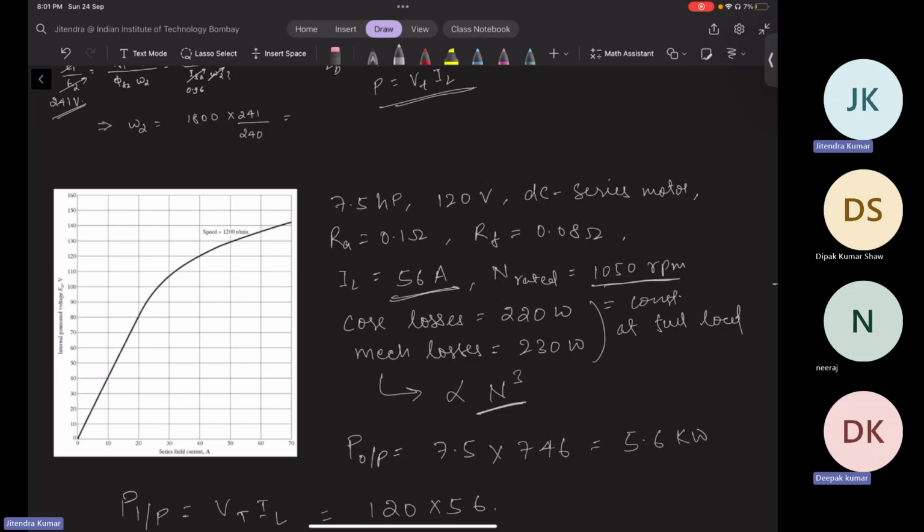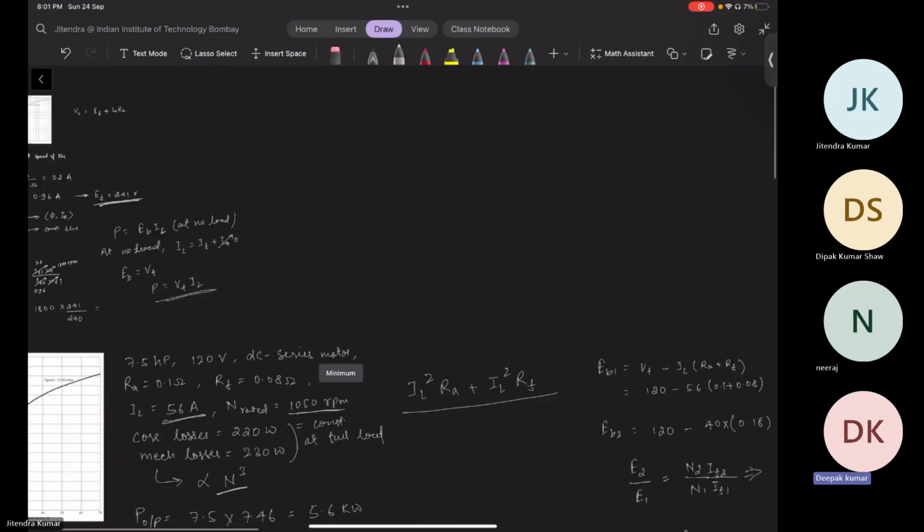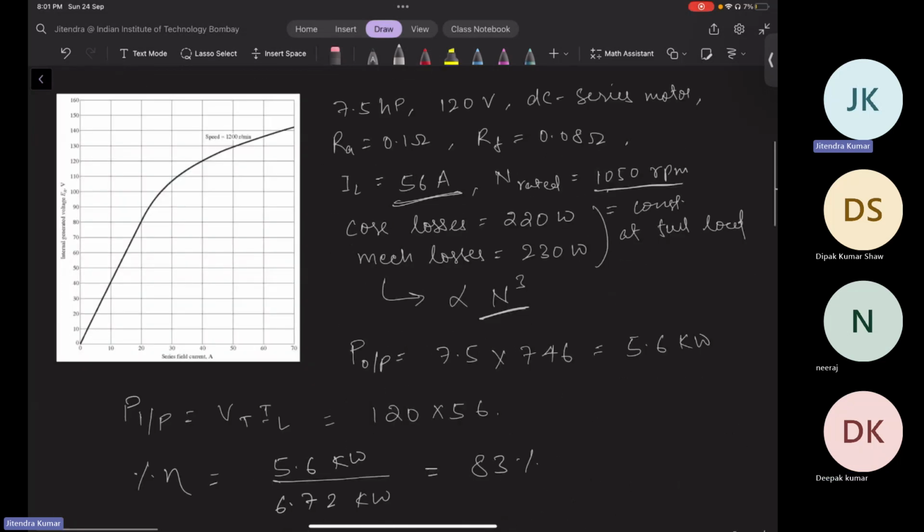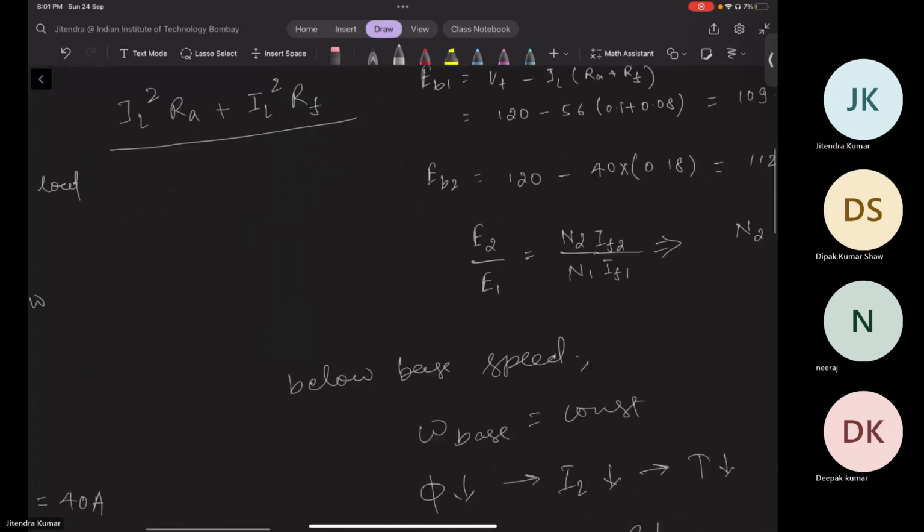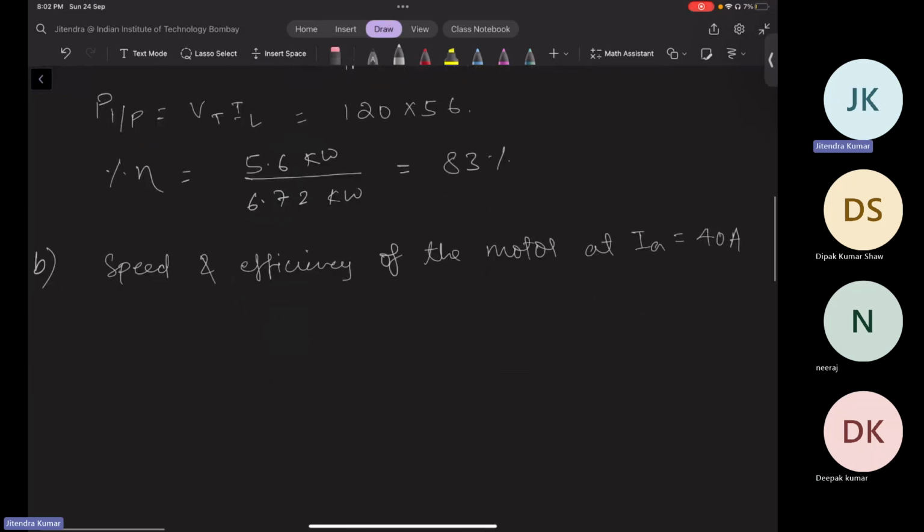Sir, here the whole problem statement is not given. In this problem, I have written that we need to find out the speed and efficiency at 40 amps. So let me show you. If you go through the PDF, you will find it out. Part B, speed and efficiency of the motor at this current. Are you able to see? Yes, sir.